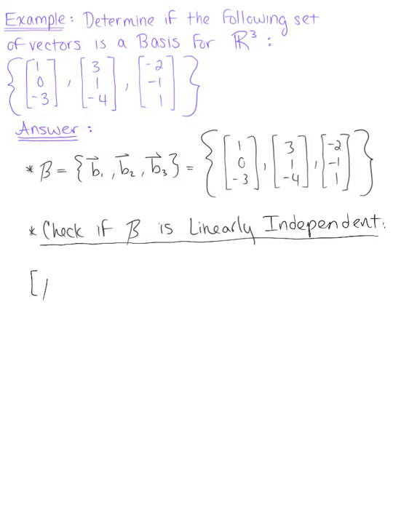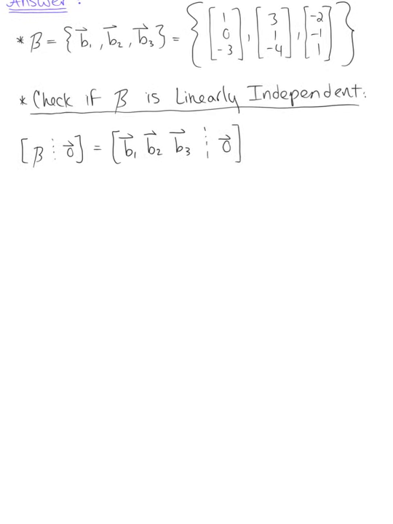We're going to take this set B and augment it with the 0 vector. In other words, we have vector B sub 1, vector B sub 2, vector B sub 3, augmented with our 0 vector, and we want to make sure here that a free variable does not exist, confirming that this will be linearly independent. So we have 1, 0, negative 3, 3, 1, minus 4, and negative 2, minus 1, 1. And we want to row reduce this to echelon form.